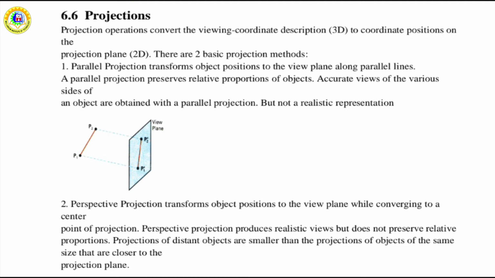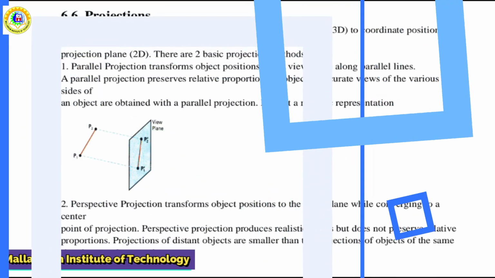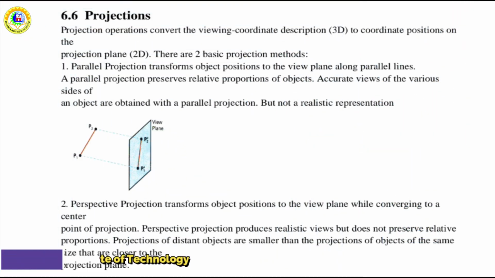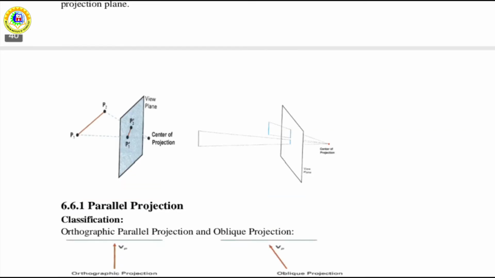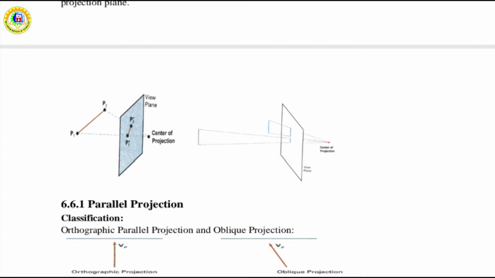Now, if we consider the parallel projection, the connecting line of P1 and P1 dash, as well as P2 and P2 dash, these two connecting lines are known as the projectors. And in case of parallel projection, the size of the object remains the same as it was in the original. But in case of perspective projection, as shown in this figure, the projectors are not parallel to each other.